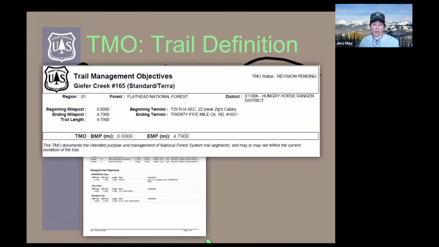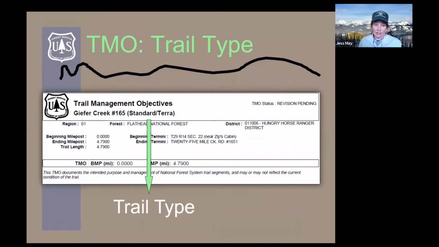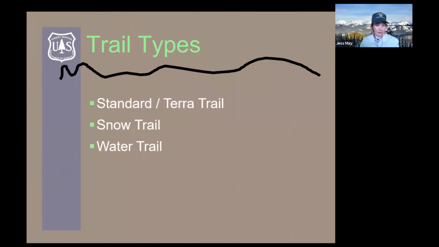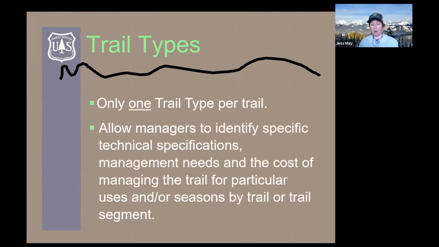To begin with, we have the trail definition. This is where we have the what and why. It has the trail name, the trail number, how long it is, and where it starts and ends. Also important in the trail definition is the trail type. The trail type is essentially what the trail is moving on. There are three possibilities. It might be a standard terra trail, which means dirt. It might be a snow trail, and it might be a water trail. Every trail, at least in the Forest Service system, is considered one of those things, but only one. So it doesn't matter if a snowmobile trail overlays a hiking trail, we do consider those to be two separate trails.